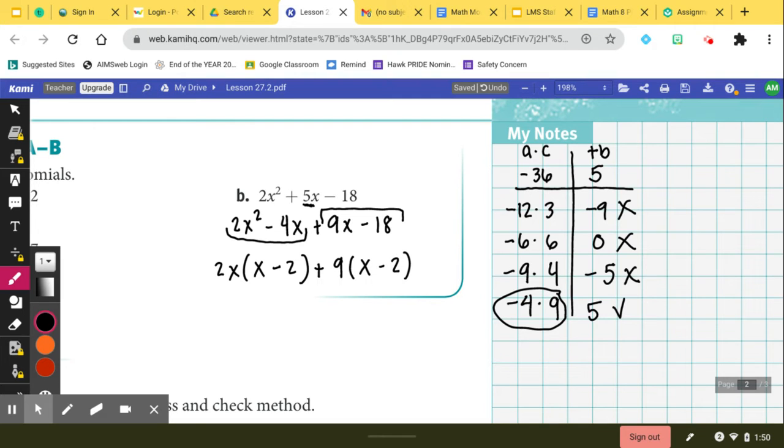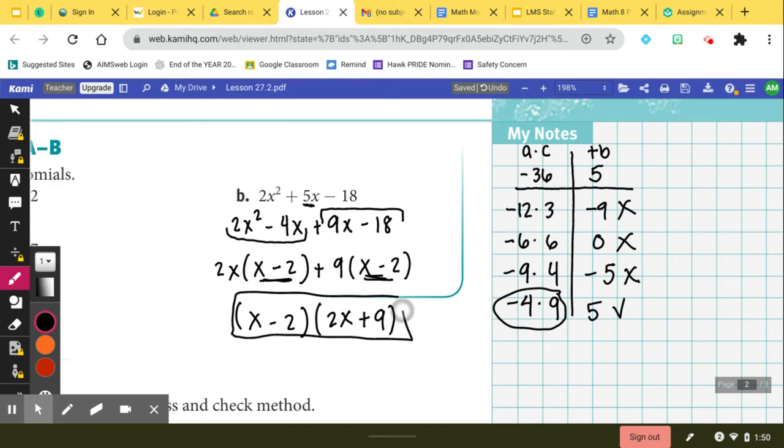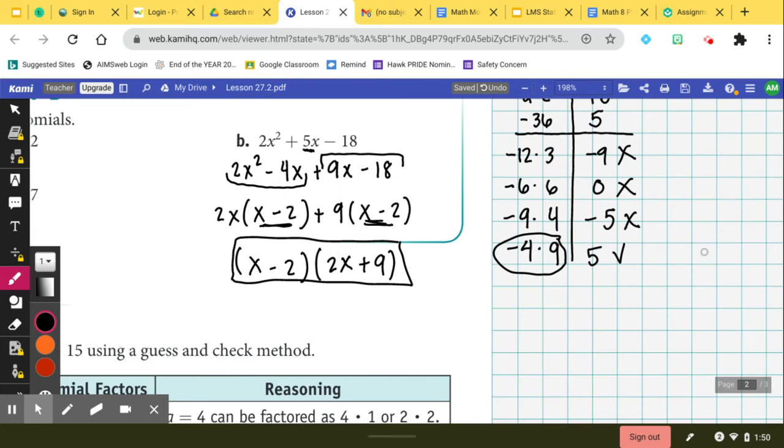And it's necessary that these two binomials are the same, because now I can factor out that binomial from each of those products. So I get x minus 2, and what's left is the 2x plus 9. So these are my two binomials that multiply together to make this trinomial. And I can check that by going through and doing the multiplication.